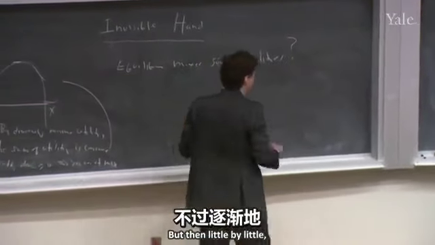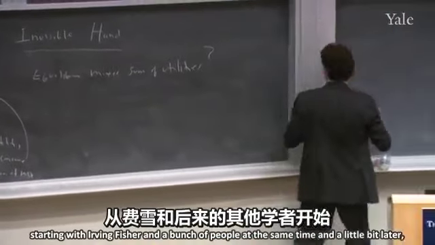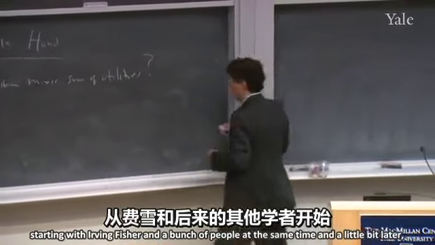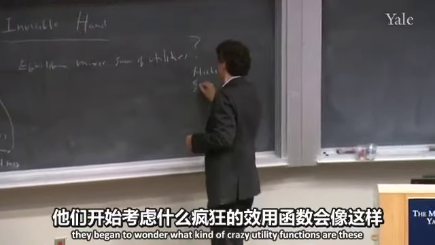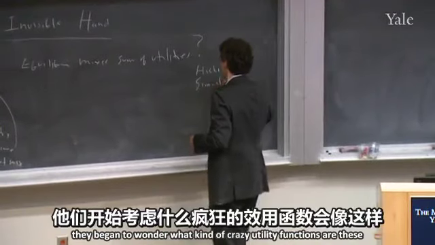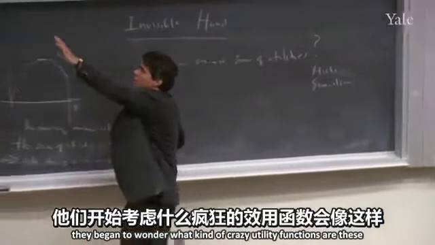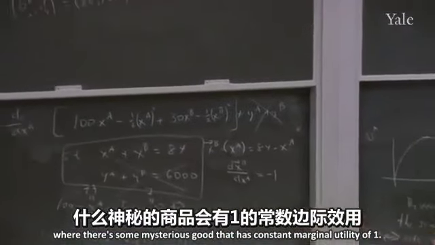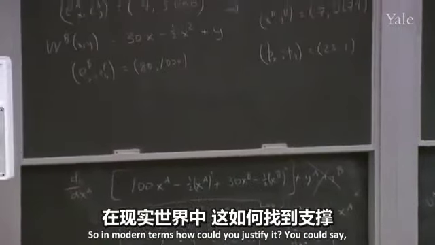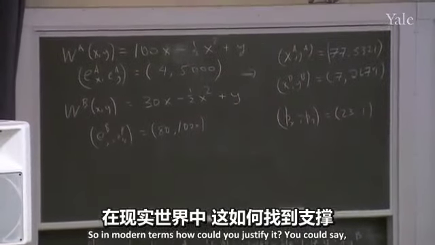But then little by little, starting with Irving Fisher and a bunch of people at the same time and a little bit later, Hicks and Samuelson, who are famous for this, they began to wonder what kind of crazy utility functions are these where there's some mysterious good that has constant marginal utility of 1. So in modern terms, how could you justify it?